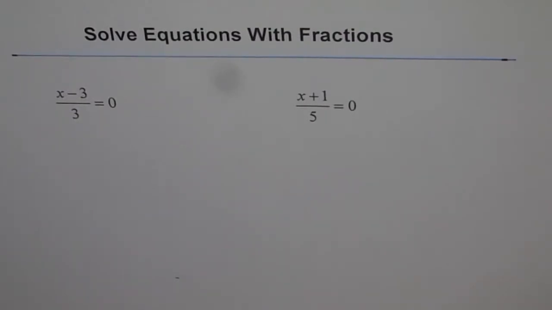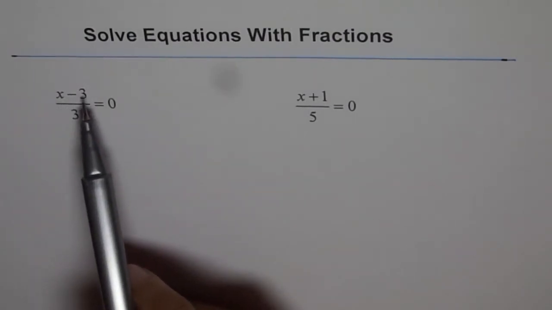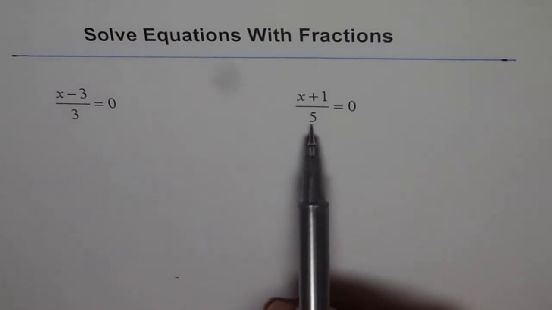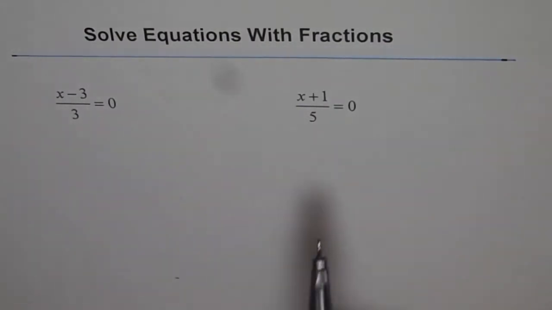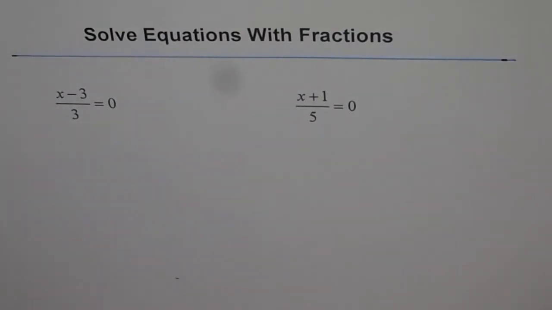Solve equations with fractions. And this is kind of a very interesting fraction before us, right? How should we solve this? We have two here. One is (x minus 3) divided by 3 equals 0. The other one is (x plus 1) divided by 5 equals 0. So basically we need to isolate x. How do we isolate x?